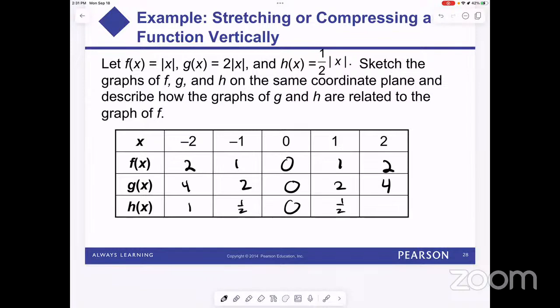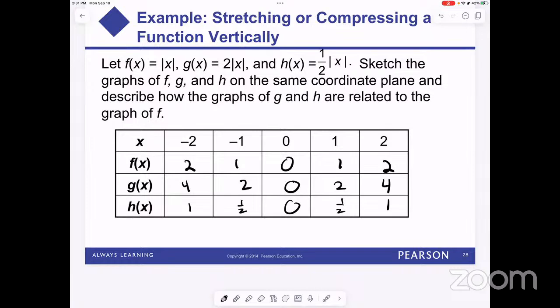Okay. So what we're doing here, we're seeing what happens when we multiply a basic function on the outside by a couple of different numbers. The distinction between these numbers is in G, we're multiplying the outside by a number larger than 1. And with H, we're multiplying the outside by a number between 0 and 1.